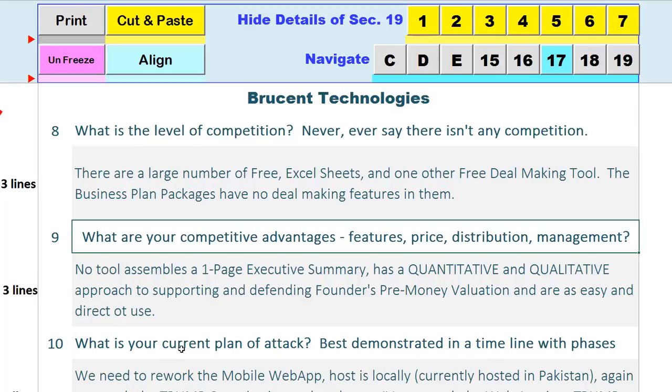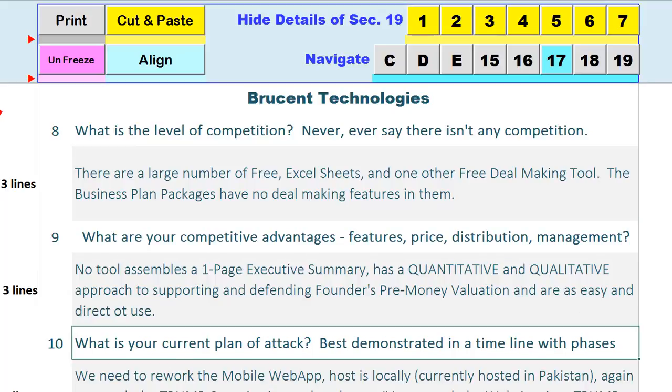Let's go to the next one. What is your current plan of attack? Best demonstrated in a timeline with phases. Absolutely. Timelines are terrific. Most people start to forget about time and they can't look very far into the future. Yes, days are made of hours and minutes, but timelines are made of weeks and months. And make sure that you have enough money to get past the goals that you set for yourself. And if you're not making the goals, you better figure out why and readjust the entire plan.